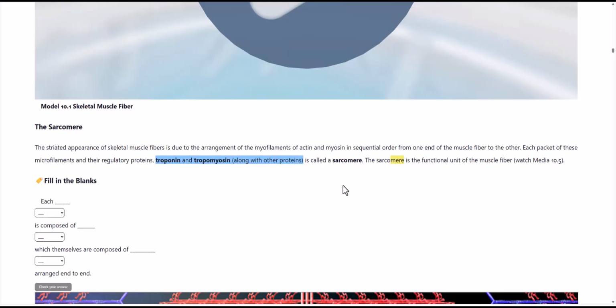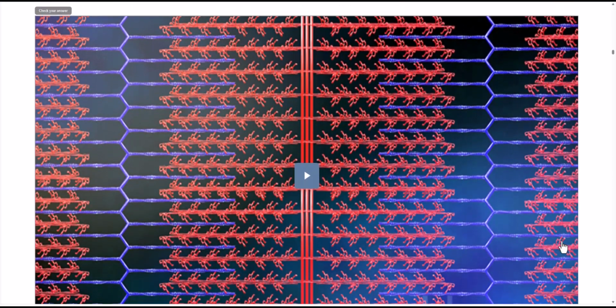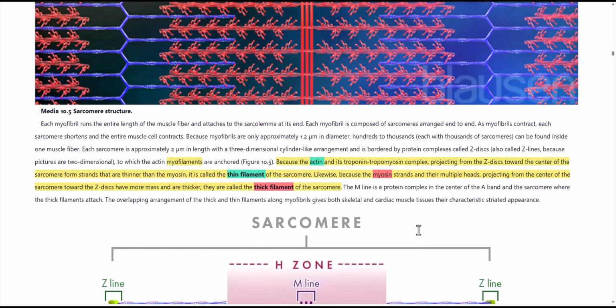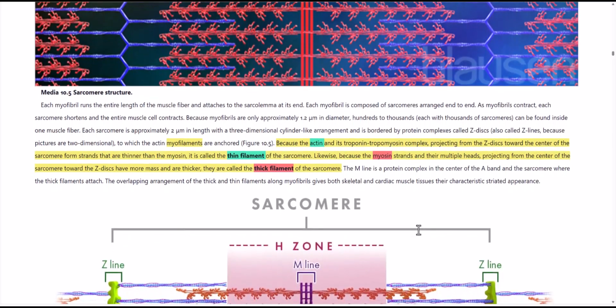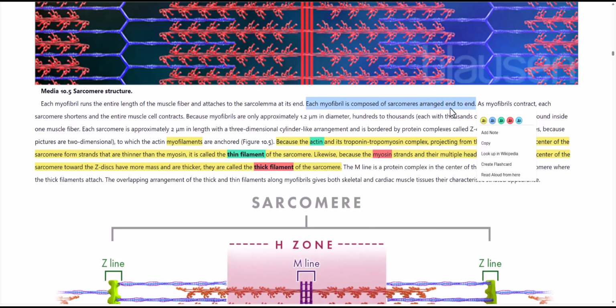So let's take a look at the sarcomere. There are some really, really good animations here to help you with this. Definitely watch this, but before you watch that, let me try to give you a breakdown in this image first. And that is along the myofibril, right? Each of those myofibrils is composed of end to end sarcomeres.